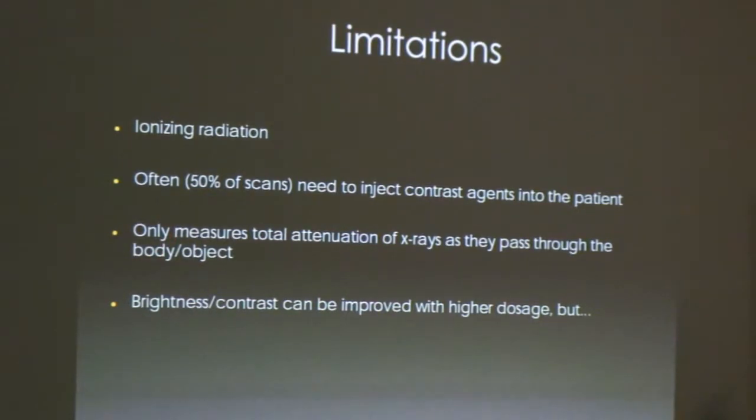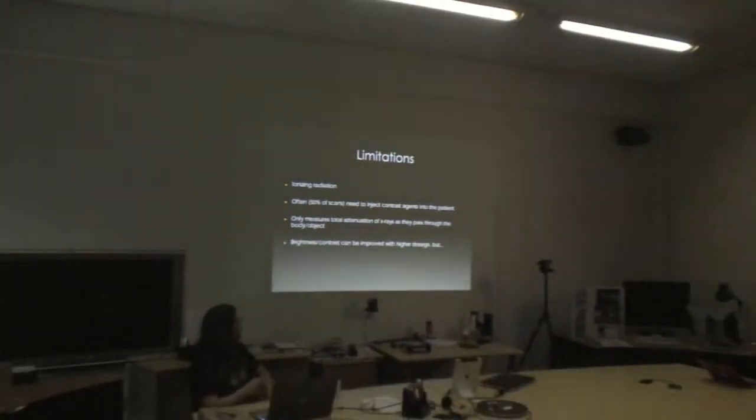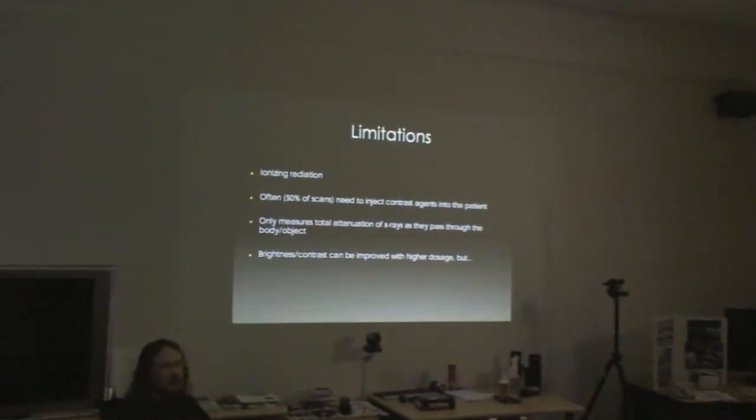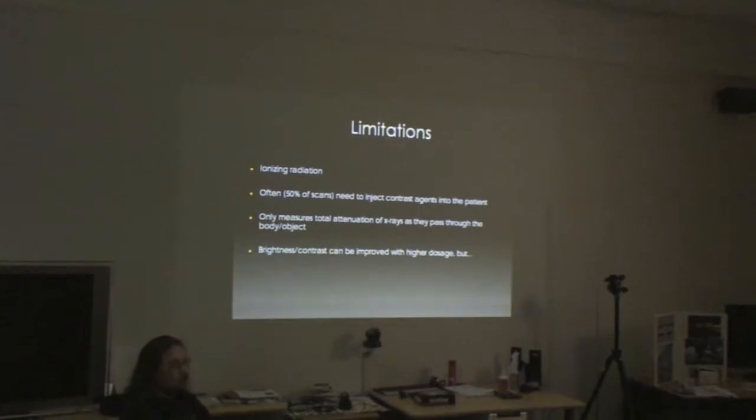Now also, CT is basically like black and white photography of the human body. So you measure just the total attenuation. You measure how dense something is inside the body. So obviously, bones would be dense and soft tissue less so. And that's how you discriminate between tissues. And the final point is just that you can get nicer looking images by giving the patient a higher dose, which is obviously not something you want.